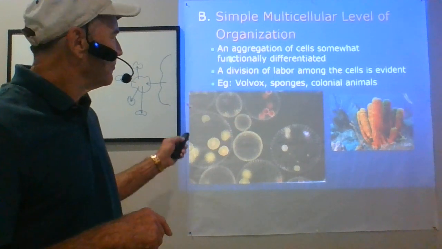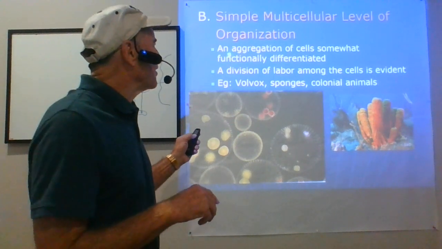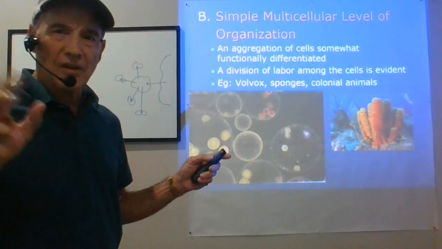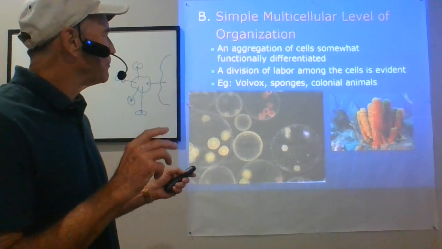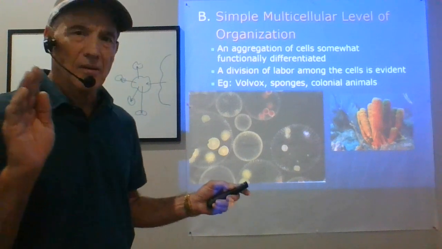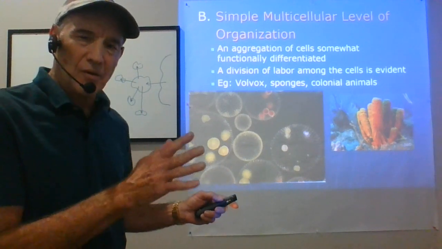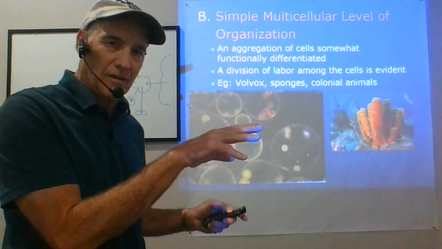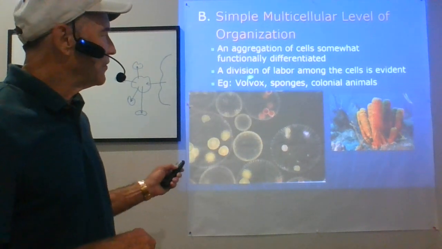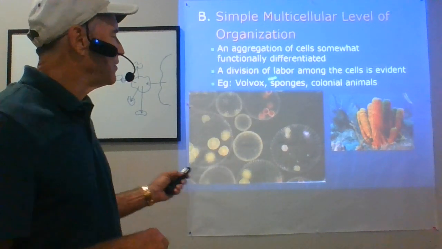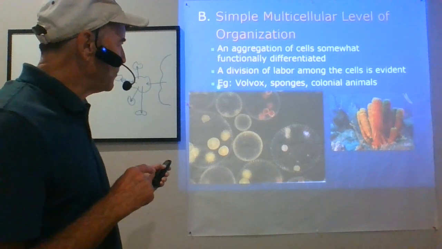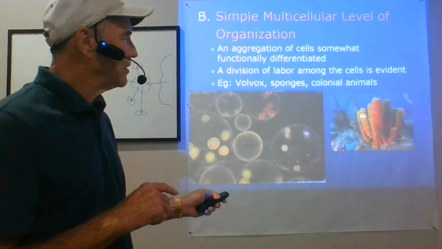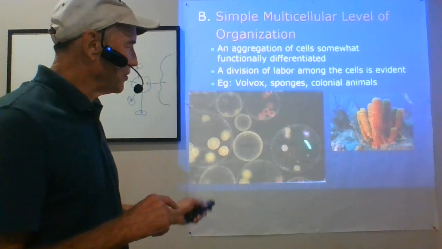That's a protozoan. So these organisms are groupings, an aggregation of cells. The cells are somewhat different from one another, and there's maybe some division of labor. These cells kind of do this, and those cells kind of do that. A division of labor among the cells is evident. Good examples given are, e.g., volvox, that's these guys, and sponges, that are considered colonial animals.